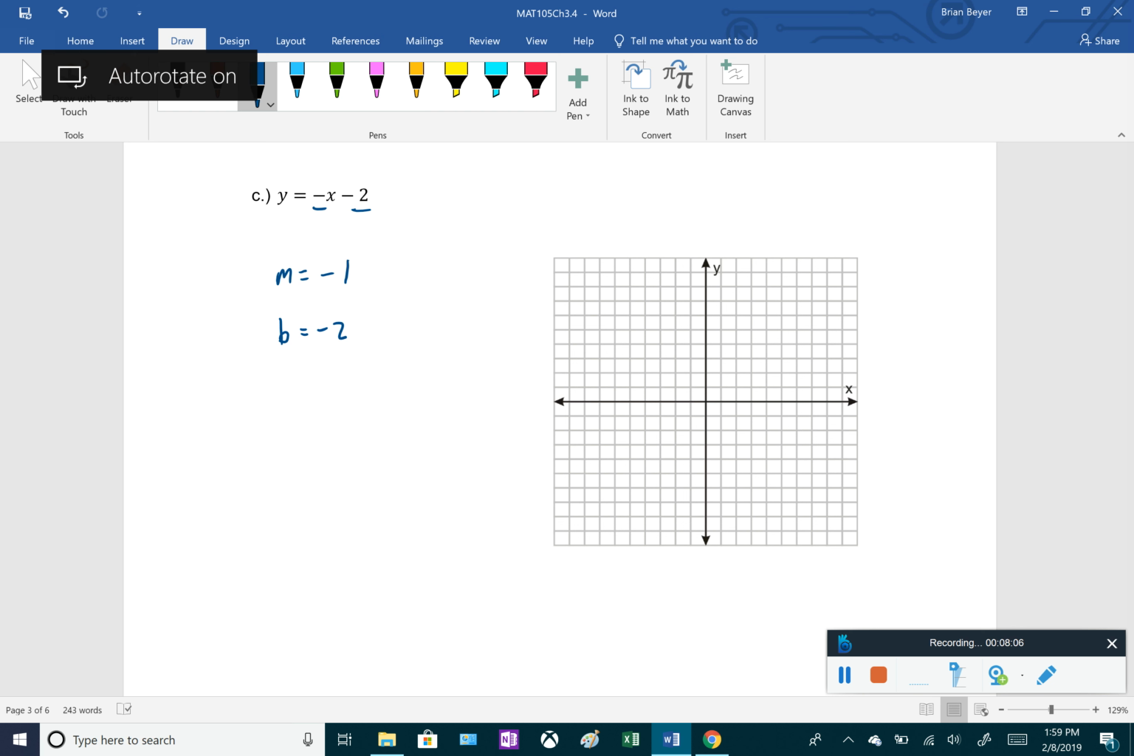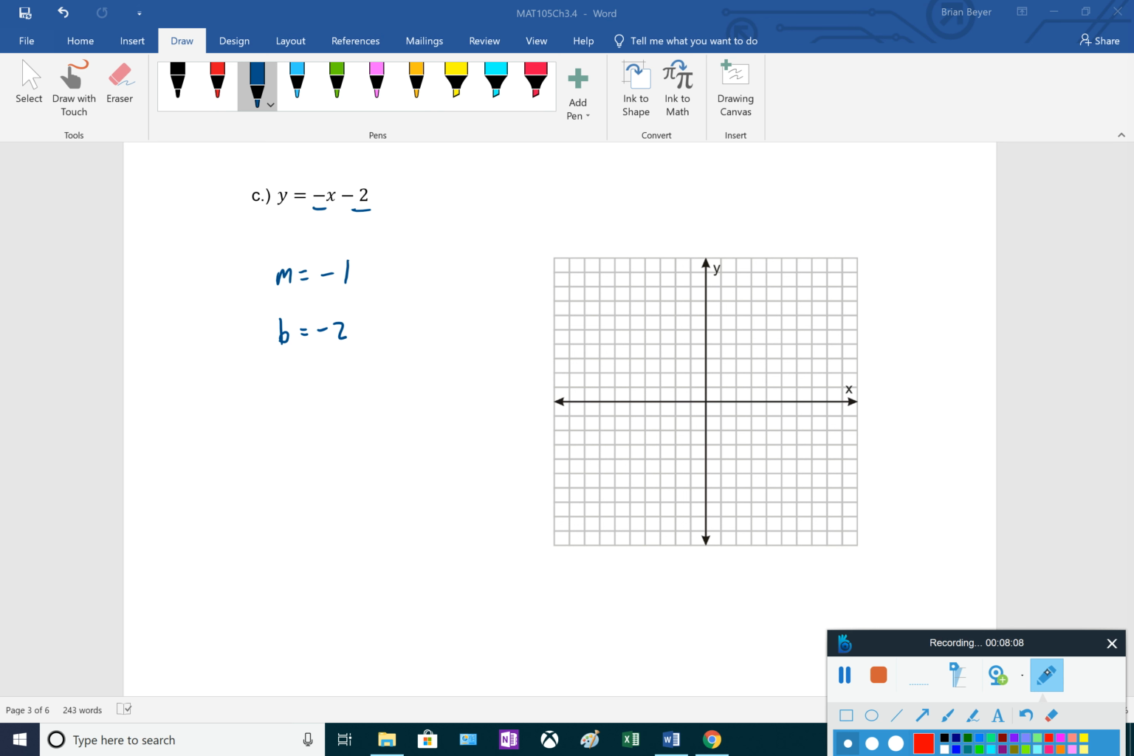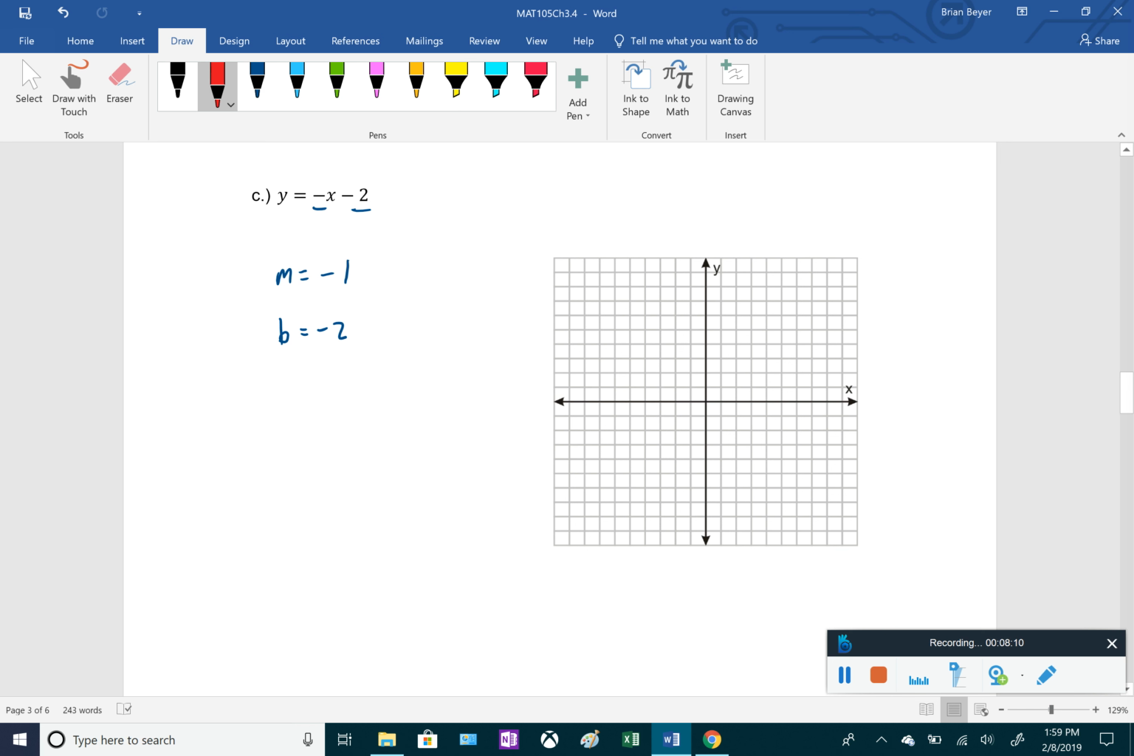So let's plot that point for the y-intercept, negative 2. For a slope of negative 1, we want to write it as a fraction. So we have an integer here, just negative 1. Writing it as a fraction, we just put it over a denominator of 1 every single time. So this is going to be negative 1 over 1. The negative means we're going to go down 1. And then in the denominator, we're going to the right 1.